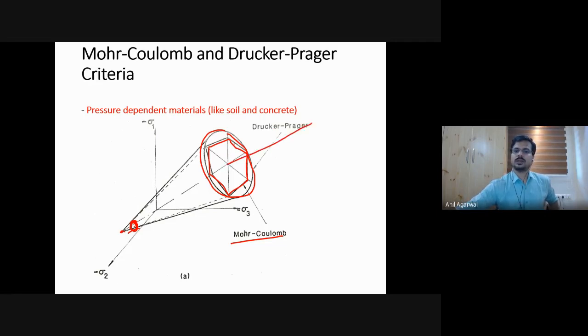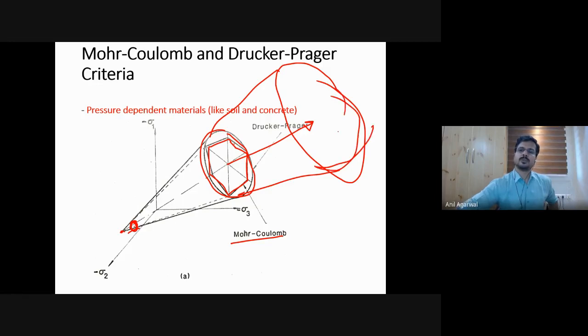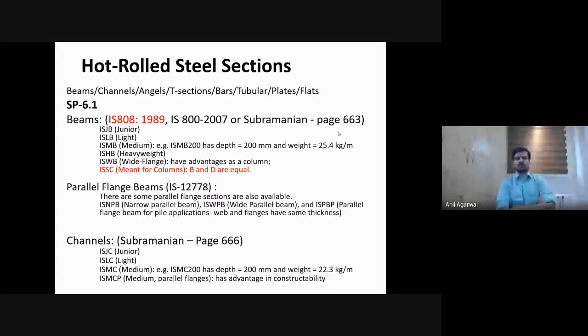But as you keep moving in this direction, you have much more liberty because now you have a much bigger surface to work with. So you have this kind of conical shape. These are called Drucker-Prager and Mohr Coulomb, and I'm sure both of these will be taught. This is something that you just have to go through on your own also.